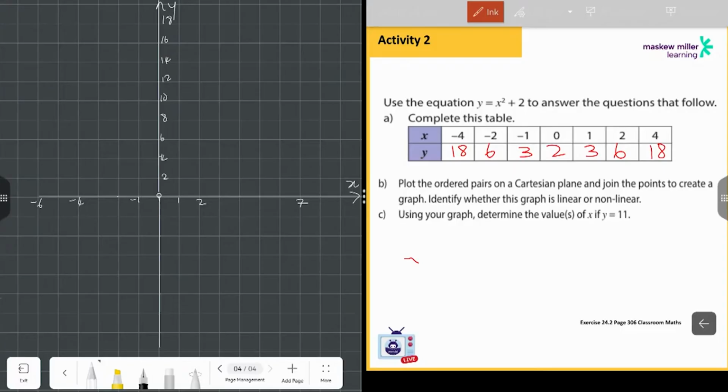So where's x? -4. X is -4 over here. So I keep my finger there, and I go up to where y is 18. It is all the way up over there. So I make my first point there. Can you see? There's my first point. So I'm done with this one.